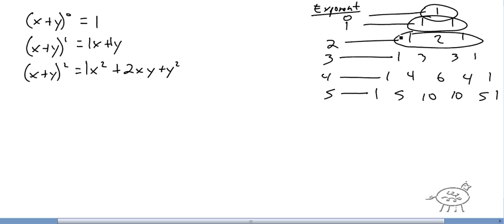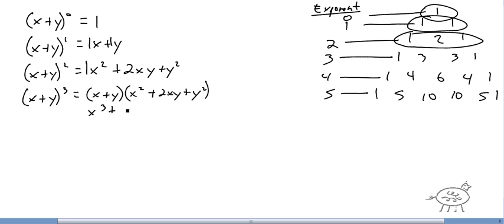There you go. And if I went even further and did x plus y cubed, I would have to write it out as x plus y multiplied by this squared, which is x squared plus 2xy plus y squared. If I FOILed or multiplied that out and simplified, I get x cubed plus 3x squared y plus 3xy squared plus y cubed. Again, the coefficients are 1, 3, 3, and 1.